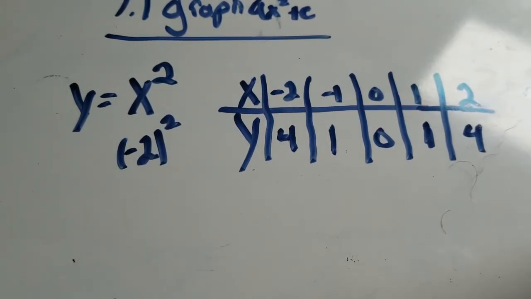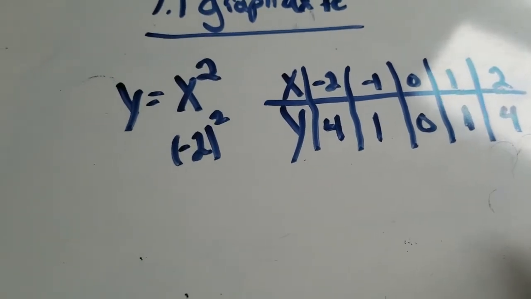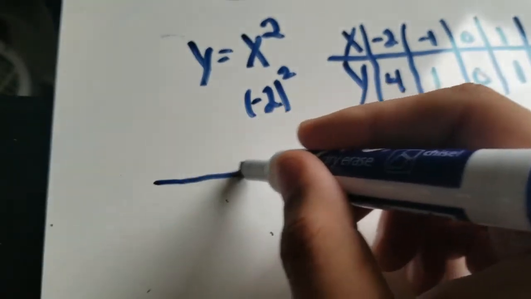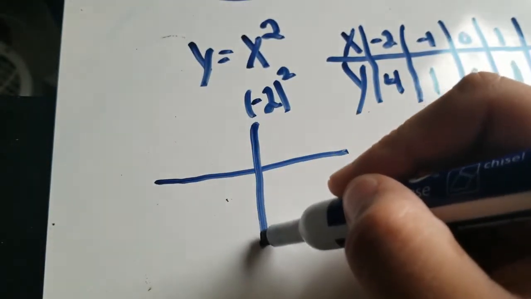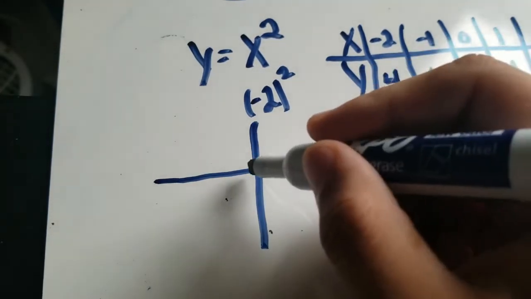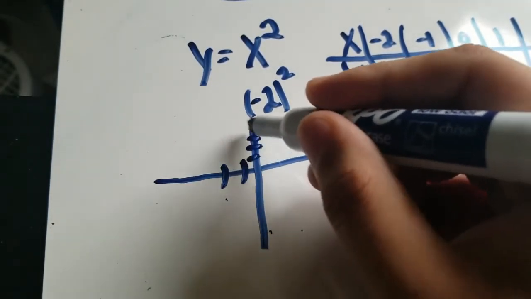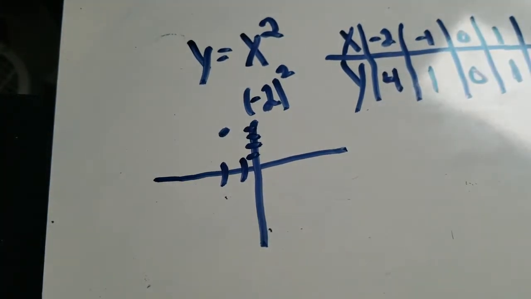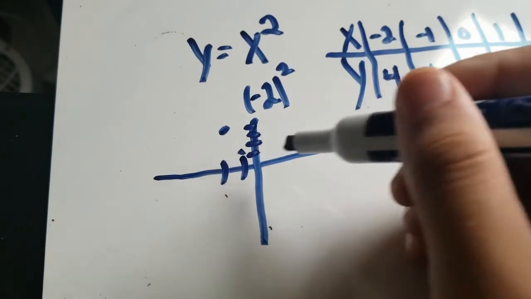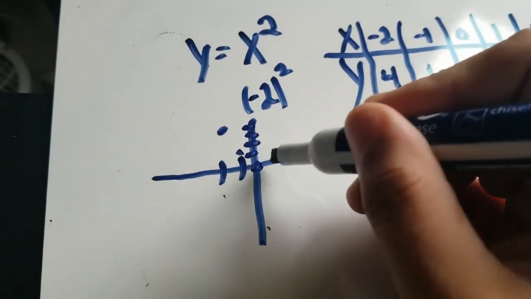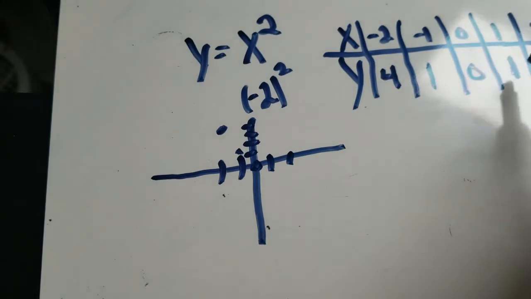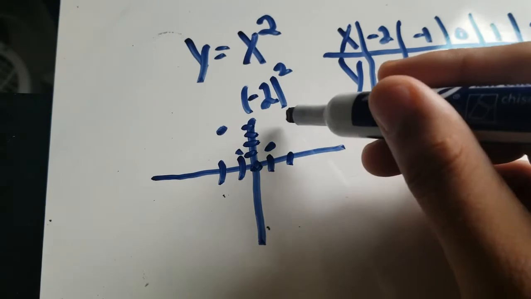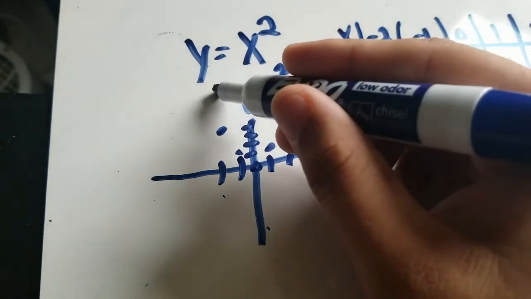Now, what does this all tell me? How does this look as a graph? These are all x and y coordinates. So -2, 4 is 2 to the left and 4 up, so we have a point here. -1, 1 is 1 left, 1 up. 0, 0 is right at the origin. 1, 1 is 1 right, 1 up. And then 2, 4 is 2 right, 4 up. So we get this U shape, and let me make this U shape nice.